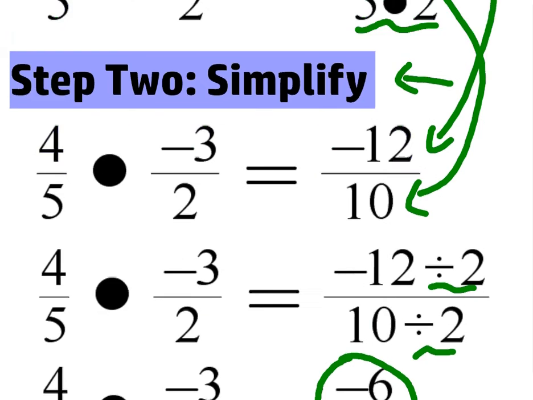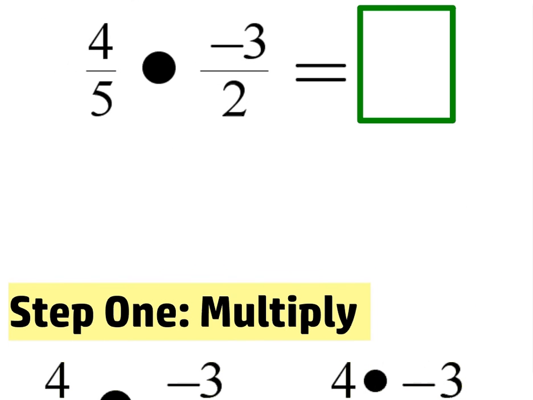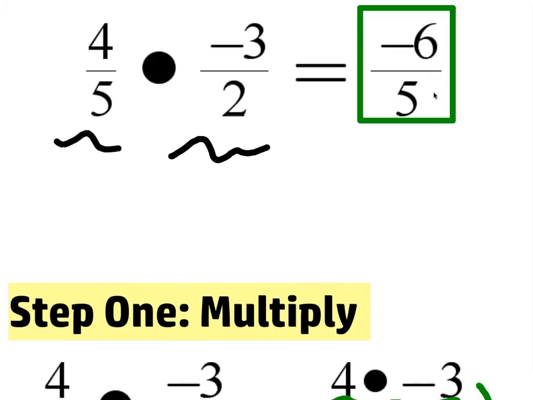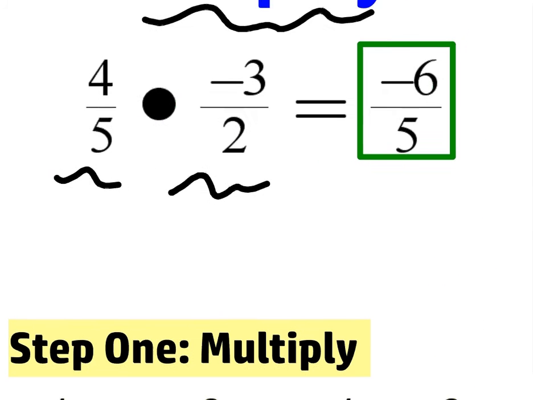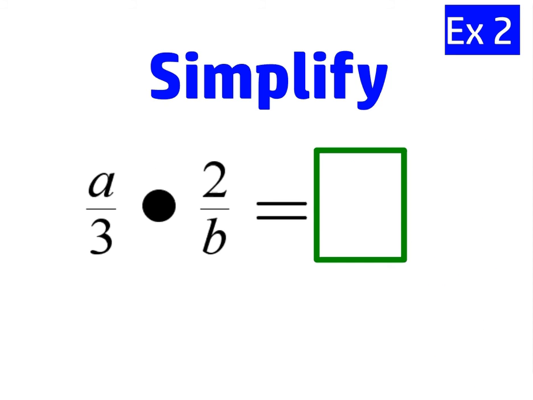And therefore, the answer to our question is none other than, whoops, I messed up there, is none other than -6/5. So again, you multiply and then you simplify. Let's look at another example.